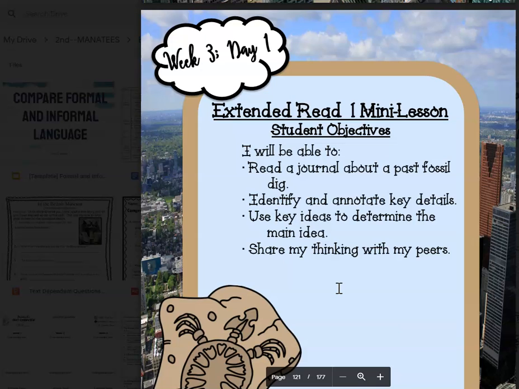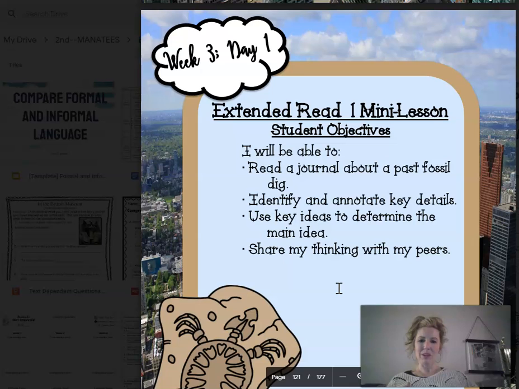More information about our reading objectives this week. We'll read a journal about a past fossil dig. This is really cool stuff we're going to be reading about this week. We, of course, are always going to annotate our key details. Why do we want to pay attention to our key details, manatees? Because that's going to help us with our understanding, and key details always helps us with the main idea. Okay, so using key details helps us determine that main idea, and we're also going to share our thinking with each other. We'll do that in our virtual classroom, and we'll do that in our small group reads.